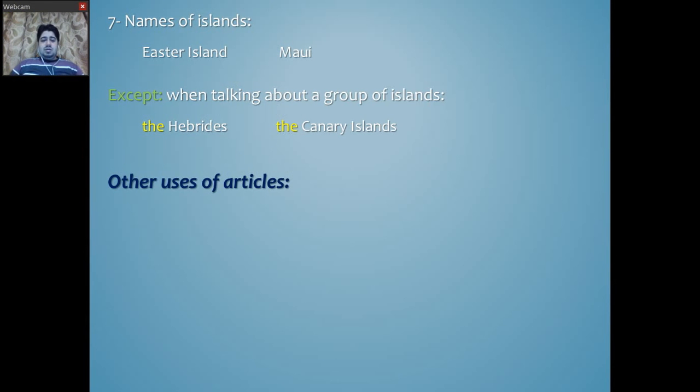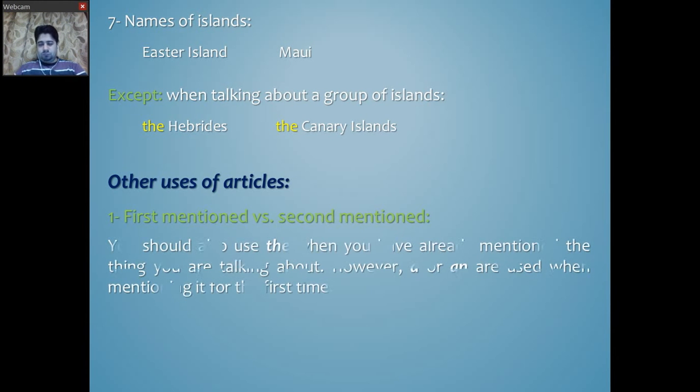Now this is just a reminder for you guys. This section here, other uses of articles, we talked about it before, but I want to give more examples in order to stress this idea. This is the crucial difference between definite and indefinite articles. Okay, first mentioned versus second mentioned. I mean, when you mention the thing for the first time in your conversation versus when you mention it for the second time. If you mention it for the first time, go for a or an. Okay, only when you use it for the second time, use the.